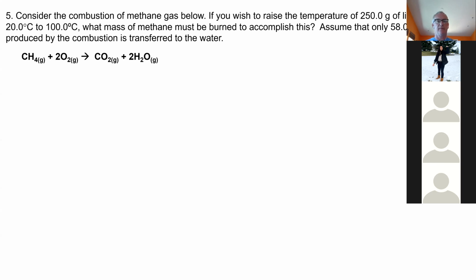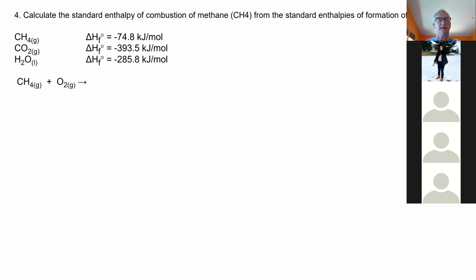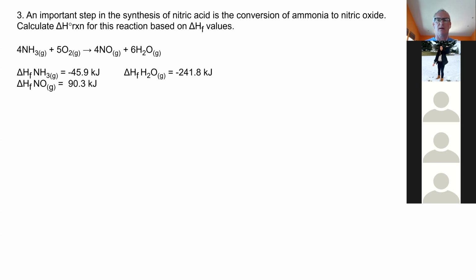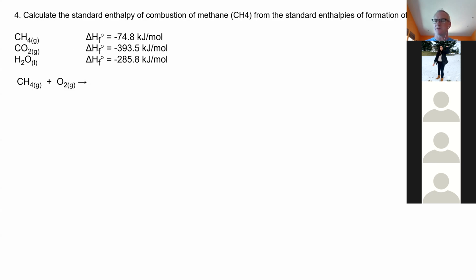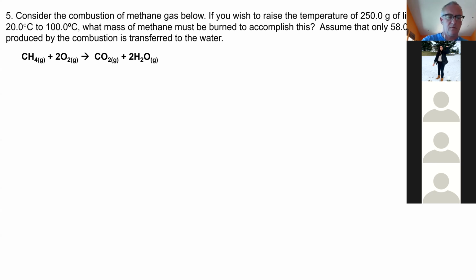So here's our combustion of methane. We have to go back to what our answer was in 4. I think we just did that, right? Yeah, we just did this one. So what was our answer? It was minus 8-something. We need to use that answer to answer 5. Minus 890.3. So delta H of the reaction is minus 890.3 kilojoules. Okay, excellent.